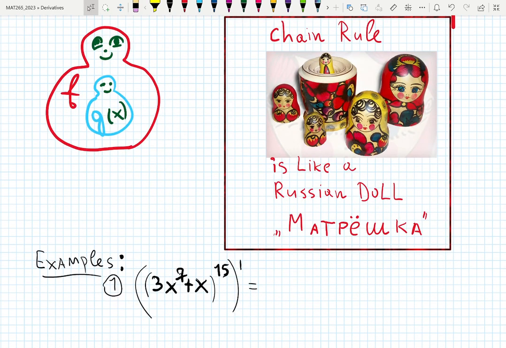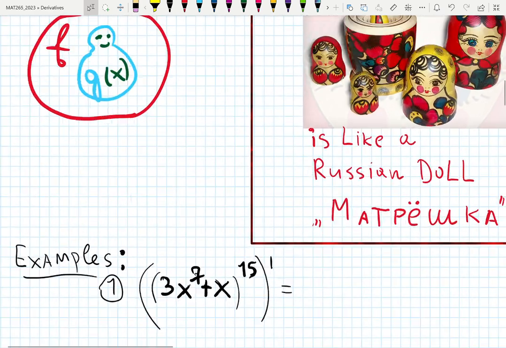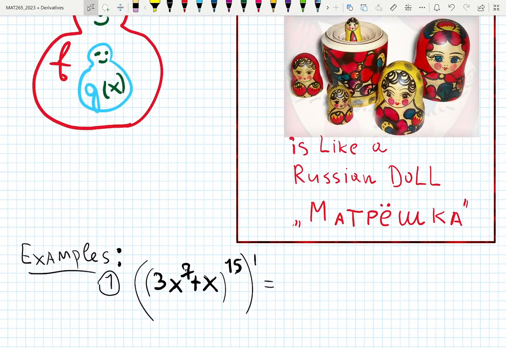We write the example, 3x. Actually, let's do the one with a square first. 3x to the 7 plus x, everything squared, prime. Let's find the derivative of that.